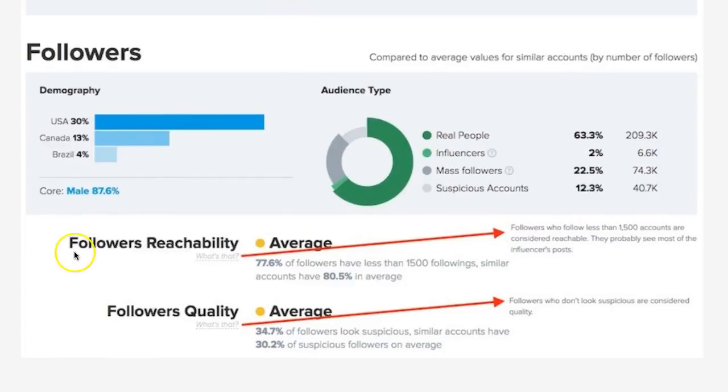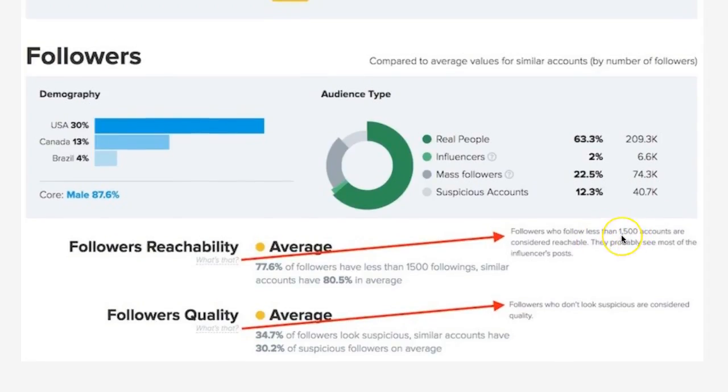Another analytic they give you is followers reachability. I have an average rating. And what's this? It's followers who follow less than 1,500 accounts are considered reachable. So these are people who don't follow 2,000 or 5,000 or 7,000 accounts. They follow less than 1,500. It's an arbitrary number that they've used, probably based on the amount of accounts that they've pulled. And it's kind of like a nice, safe-ish number to give you the followers reachability score. They consider 77% of my followers have less than 1,500 followings, and similar accounts to mine have 80% on average. So that means they probably see most of the influencers' posts.